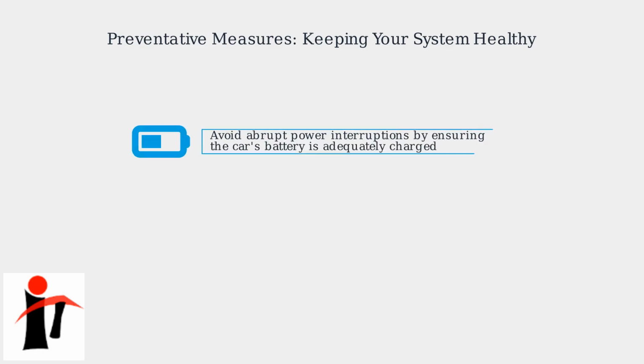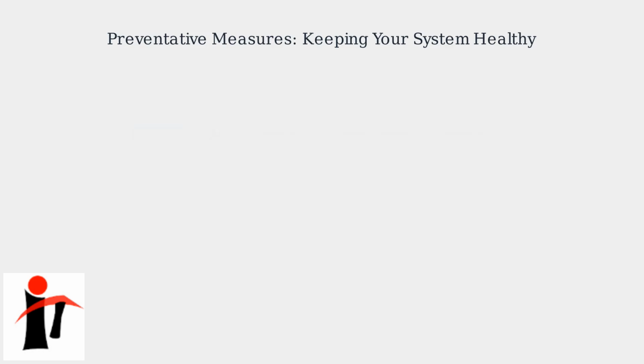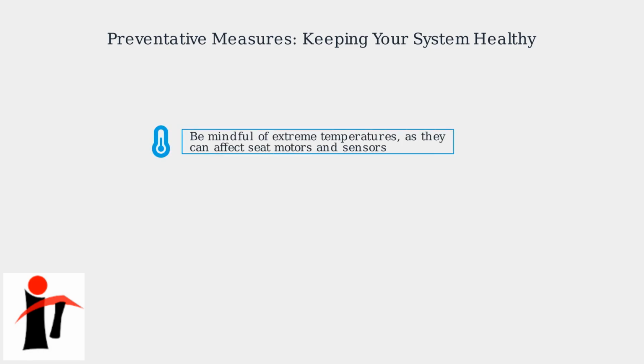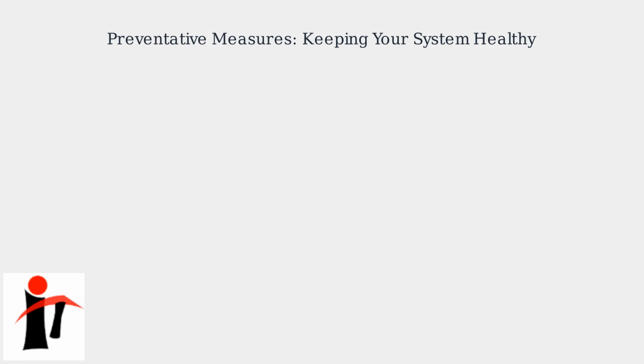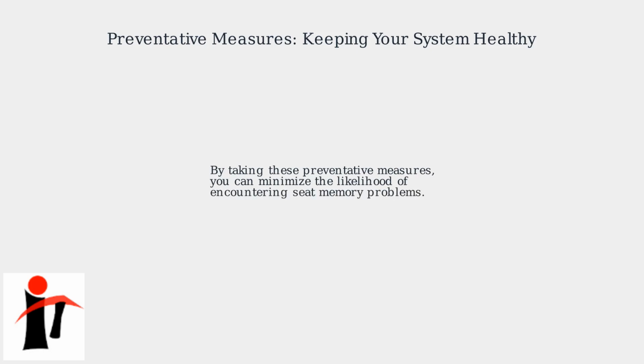Avoid abrupt power interruptions by ensuring the car's battery is adequately charged. Be mindful of extreme temperatures, as they can affect the performance of seat motors and sensors. By taking these preventative measures, you can minimize the likelihood of encountering seat memory problems.